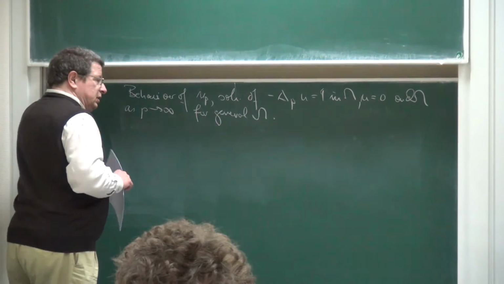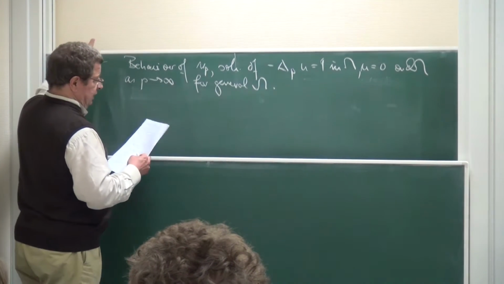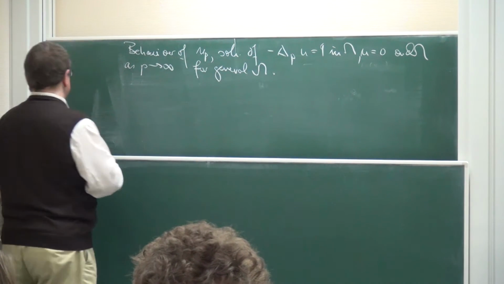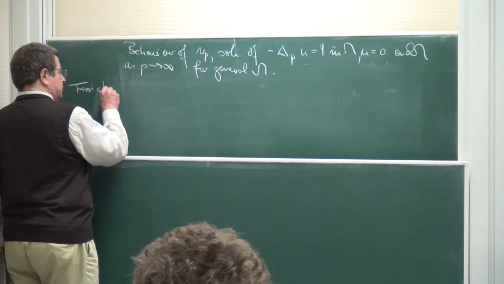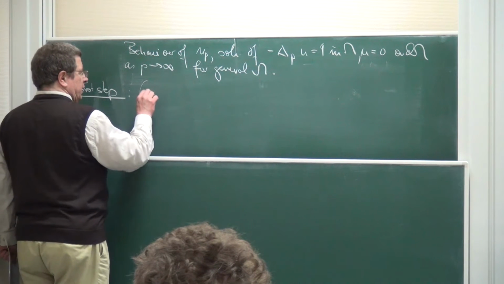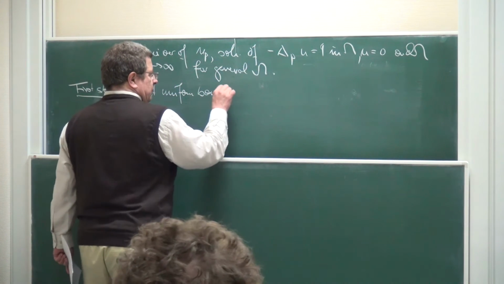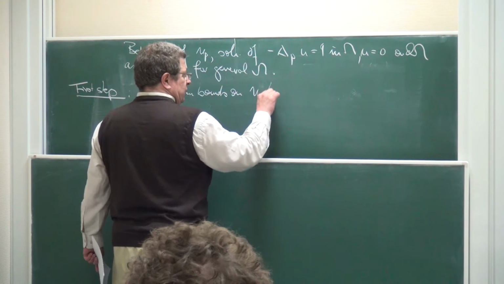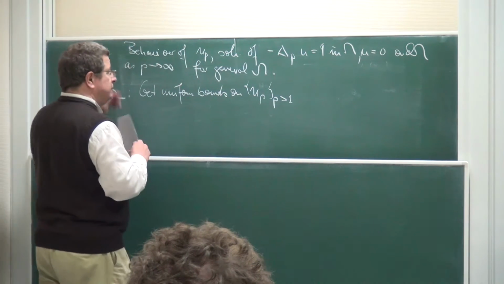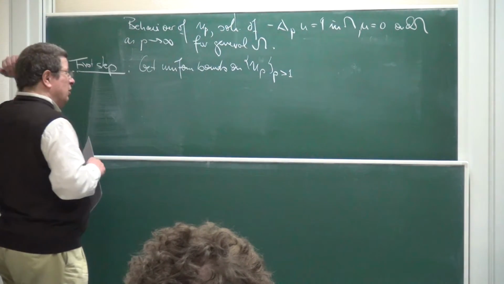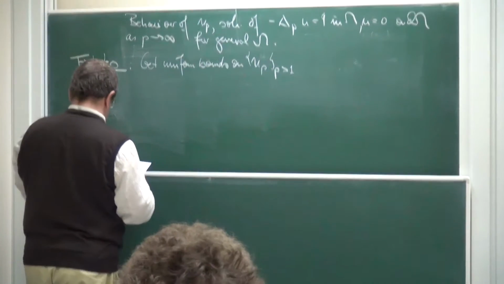And the first thing that we do is we have to realize that the functions u_p are uniformly bounded. Get uniform bounds on this family of functions, p greater than 1. Because when we have uniform bounds, then we have compactness and we can pass to the limit and so on.